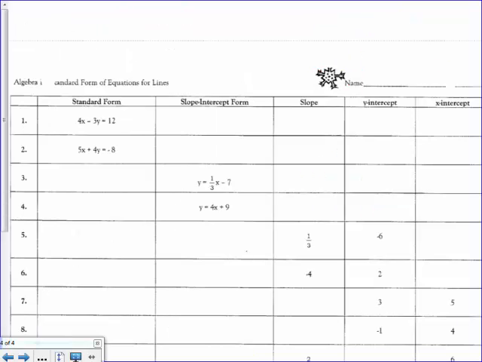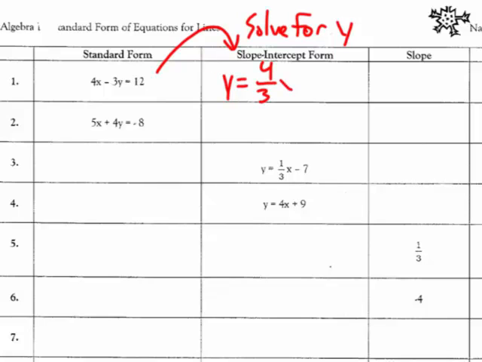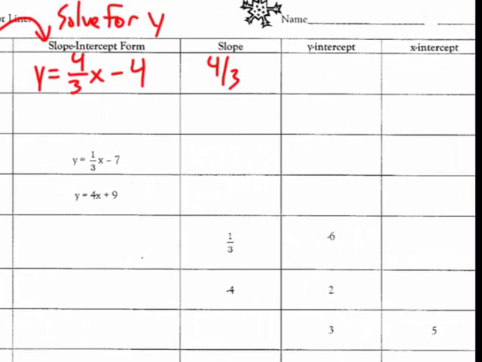So here's where we're going to work on our table in class. We're going to get some different information, and we're going to be able to write standard form, slope-intercept form, and then the slope, y-intercept, and x-intercept. And I did the first one for you. So for standard form, if I'm going to y-intercept form, I just have to solve for y, which we've done a lot of practice with. So in this case, we ended up with what? Y equals 4/3 x minus 4, I believe. And then the slope was 4/3. And the y-intercept we found to be negative 4, and the x-intercept was 3.